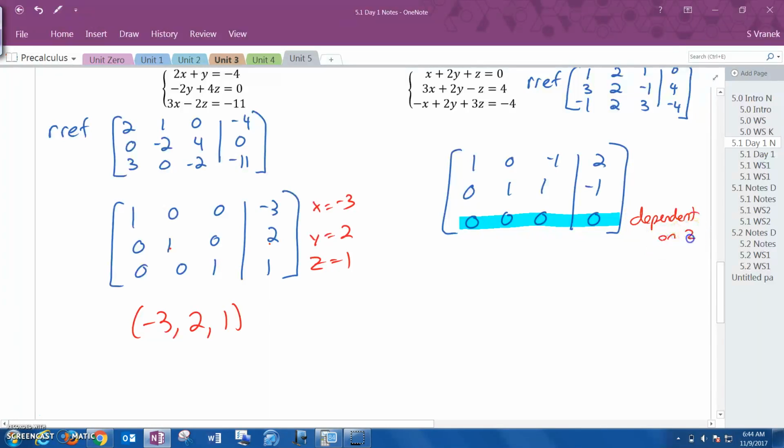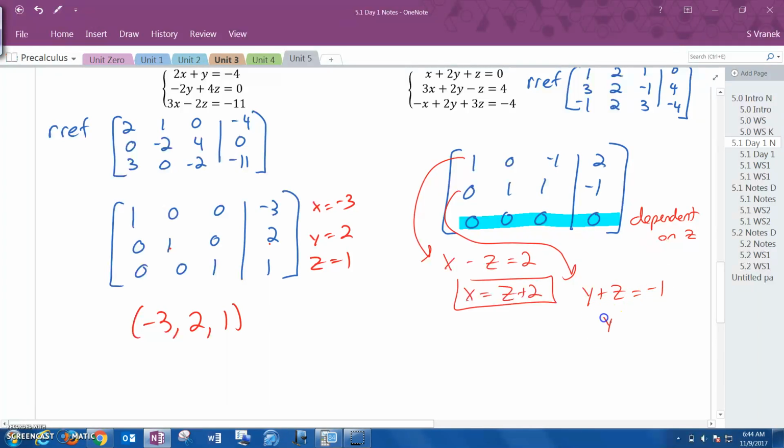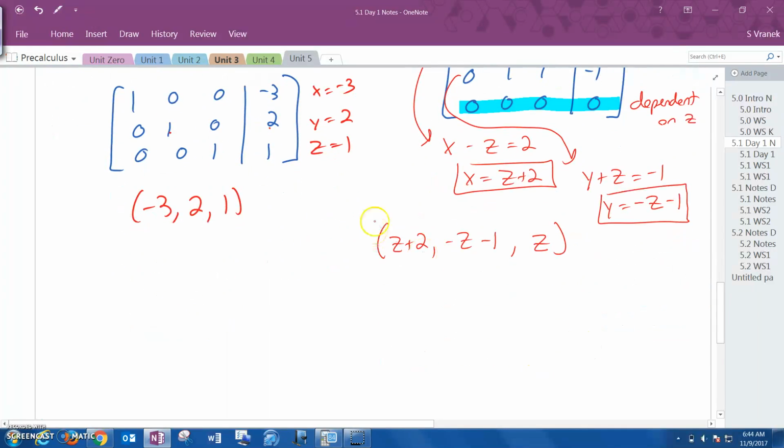and it's dependent on z, which means z is going to be the last letter. So we're going to solve x and y. So the first equation becomes x minus z equals 2. So x equals z plus 2. So that's our first equation. The second equation is y plus z equals negative 1. Y equals negative z minus 1. There's our second equation. So that means that our answer is that x is z plus 2, y is negative z minus 1, and that means this whole thing is dependent on z. So that is our solution.